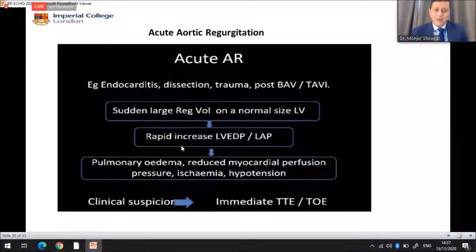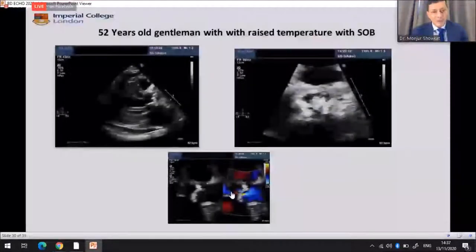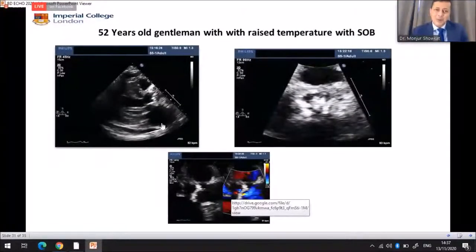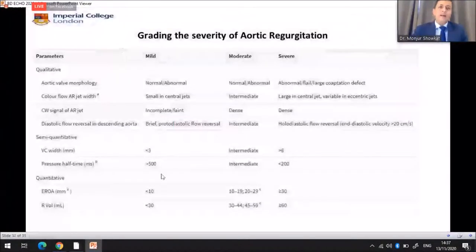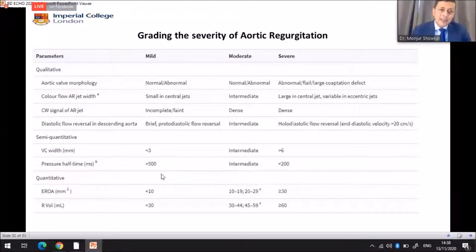So acute AR, if you suspect it, one of the problems in acute AR is a rapid increase in end-diastolic diameter, while the shape is normal. This is somebody I wanted to show you, but I don't think I have enough time for that. So, the gradient of severe aortic regurgitation.